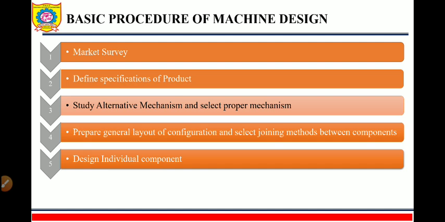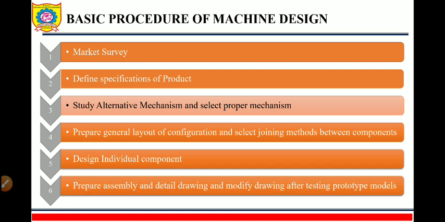Next is design individual component. After understanding the total machine, we have to go from unit to the total machine. That means we have to design an individual component, and then we have to do the assembly of components. Sixth, prepare assembly and detailed drawing and modifying drawing after testing of the testing prototype model.